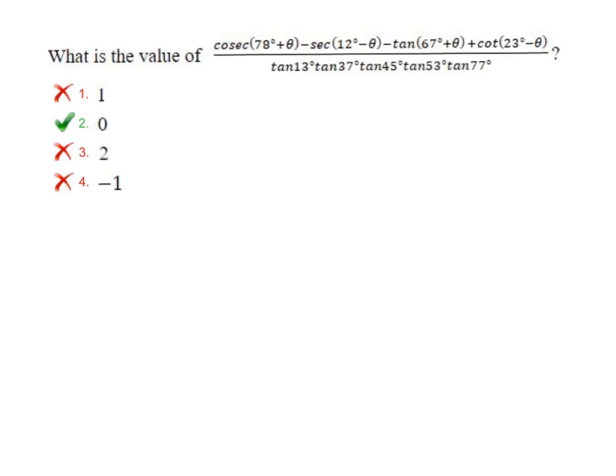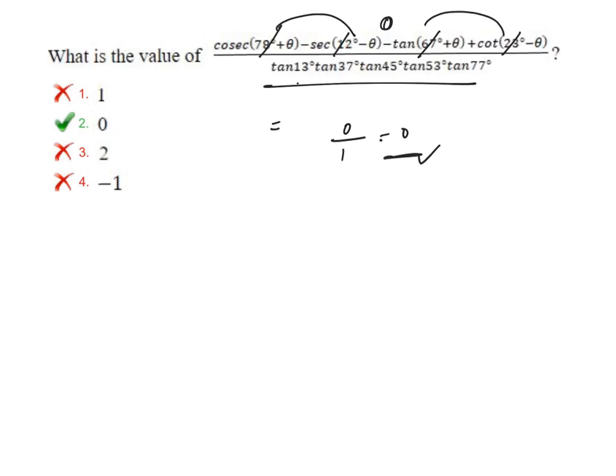Next, he's asking you what is the value of secant 78 plus theta minus cosecant 12 minus theta. These two are same. tan 67 plus theta, cot 23 minus theta. These two are same. Therefore, cancel it, cancel it. You'll be left with 0 in the numerator. Denominator, we don't care. So 0 by anything is equals to 0, and anyway this is 1. So this is 0 only.